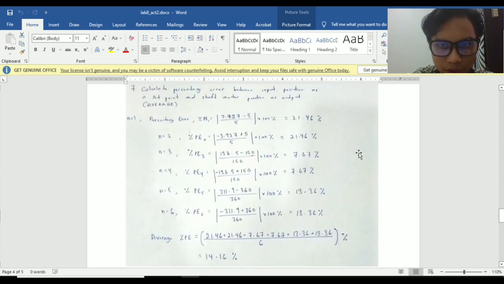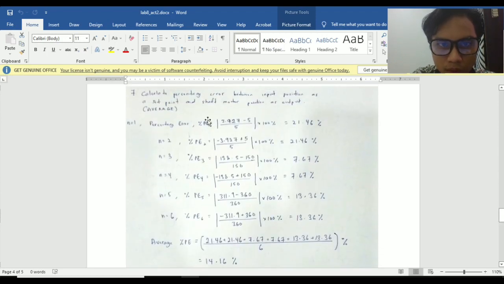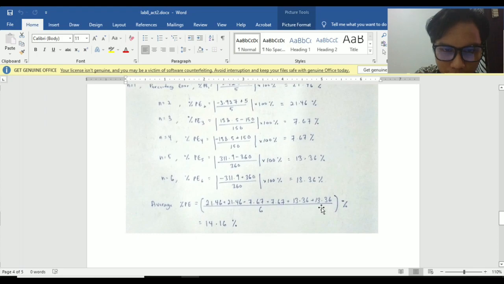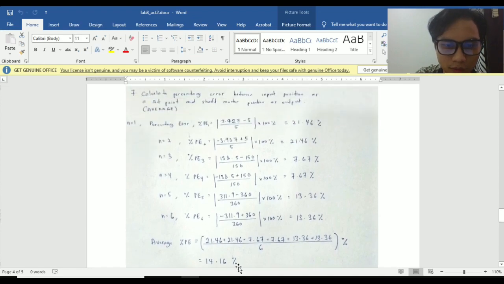So this is the percentage error. Calculate the percentage error between the input voltage as a set point and the shaft motor as an output. So output minus the set point, divide by the set point and multiply by 100%. So our average for the 6 results is 14.16%. So that's all for the SBD2. Thank you.